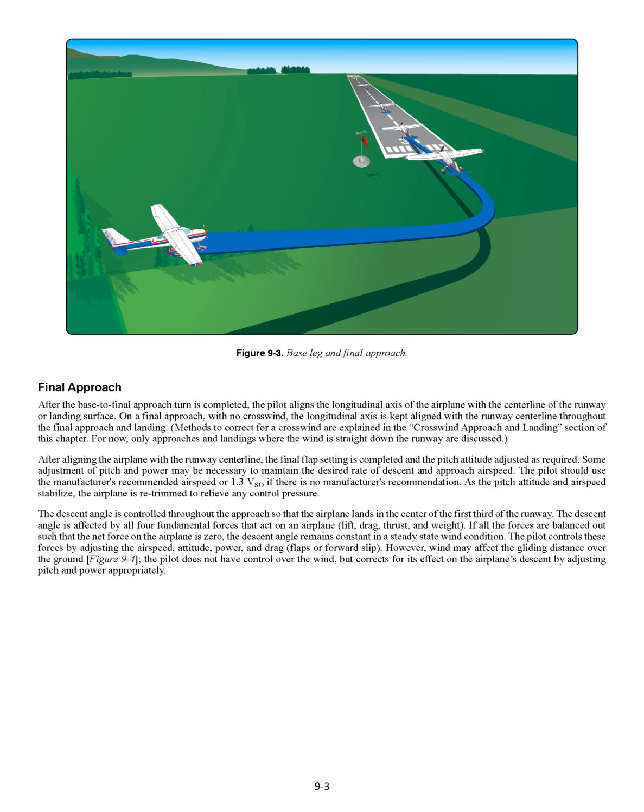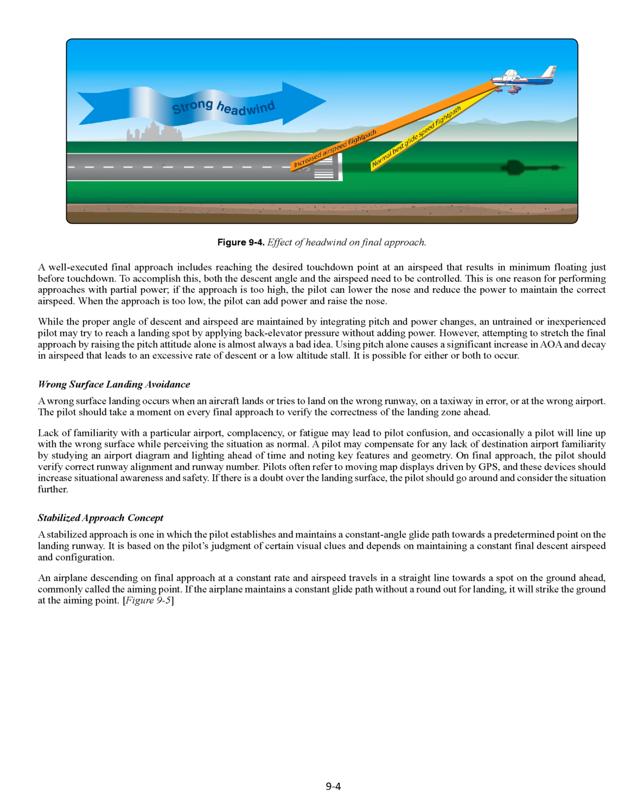However, wind may affect the gliding distance over the ground. The pilot does not have control over the wind, but corrects for its effect on the airplane's descent by adjusting pitch and power appropriately. A well-executed final approach includes reaching the desired touchdown point at an airspeed that results in minimum floating just before touchdown. To accomplish this, both the descent angle and the airspeed need to be controlled. This is one reason for performing approaches with partial power.